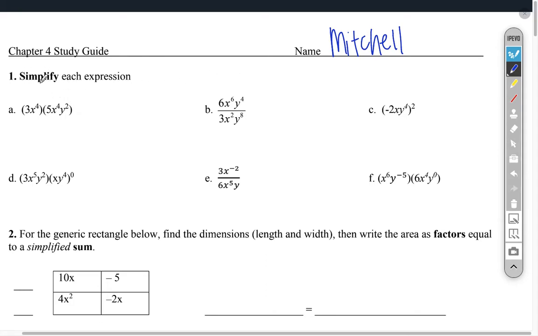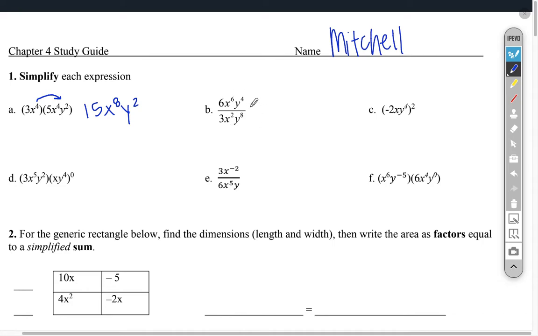So our first problem tells us to simplify each expression. Just by looking at these, we've got some multiplication and some division. Remember, when we multiply exponents, we add them, and when we divide exponents, we subtract. So let's start. We have to distribute this 3x to the fourth power over. Notice that this is one term. It's not separated by a plus sign or a minus sign, so it's not being distributed over twice. You are just carrying it over once. So we have 3 times 5 is 15, and then x to the 4 plus 4 is x to the 8th, and then y to the second power, and that's your answer.